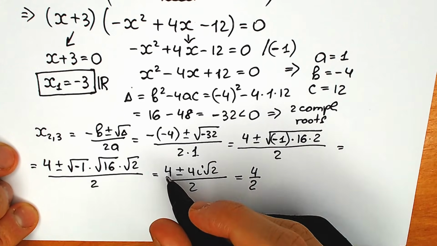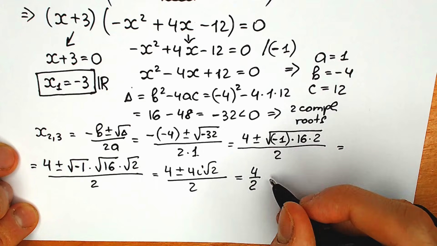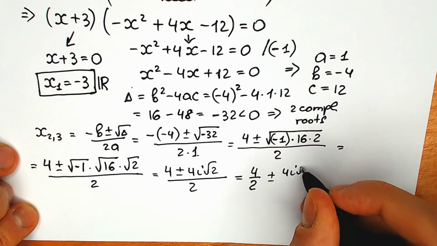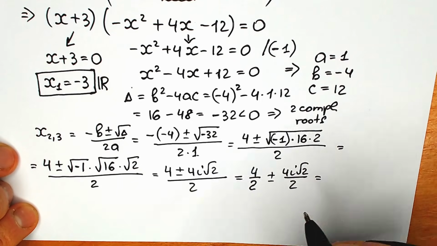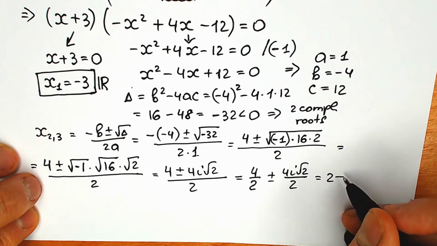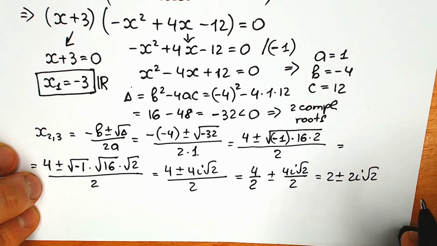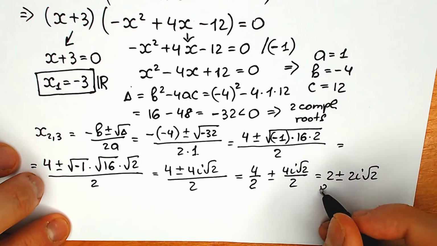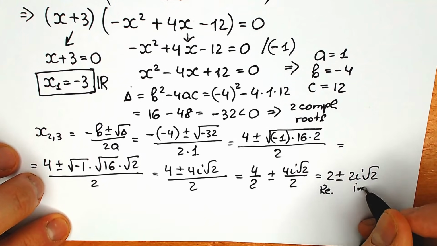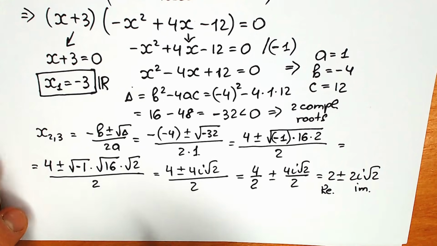We have 4 over 2, so we divide it by parts: 4 over 2 and plus minus 4i square root of 2 over 2. So our final answer right here is 2 plus minus 2i square root of 2. And of course, right here you can easily say, okay, this is our real part and this is our imaginary part. So overall, we have 3 roots.